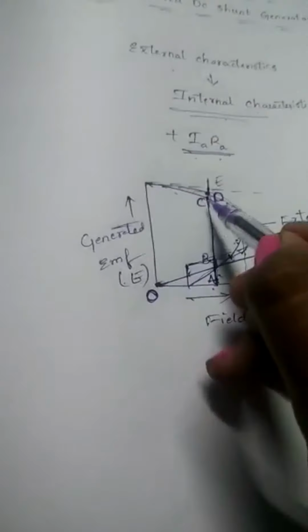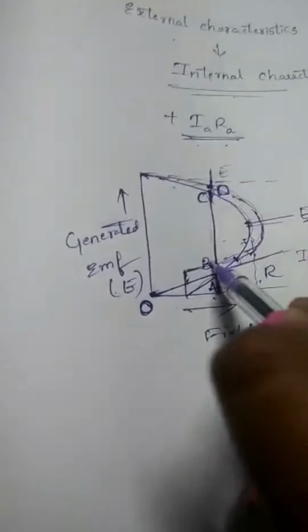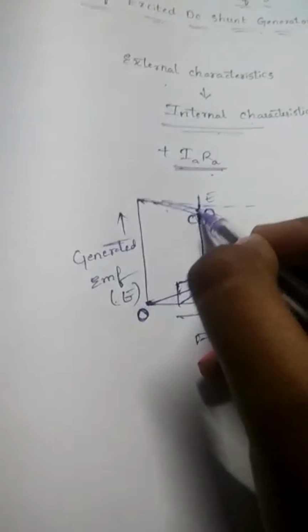So finally we can conclude that internal characteristics can be obtained from external characteristics by adding the armature resistance drop, that is I_A R_A, to the terminal voltage. This is the terminal voltage, that is AC, to get point D.